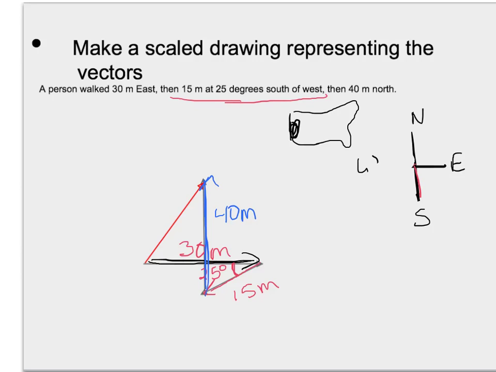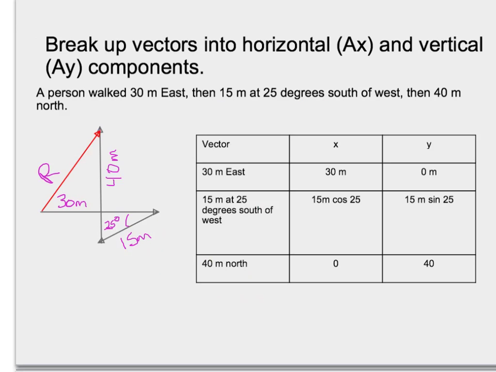And then our resultant for our picture begins where we started and ends where we ended. So this is our resultant, and that's what we're looking for. Okay, so now we're going to break them up into their horizontal and vertical components. Our 30 meter vector east goes perfectly horizontally. So it is all horizontal, that's the 30 meters, and none of it is vertical.